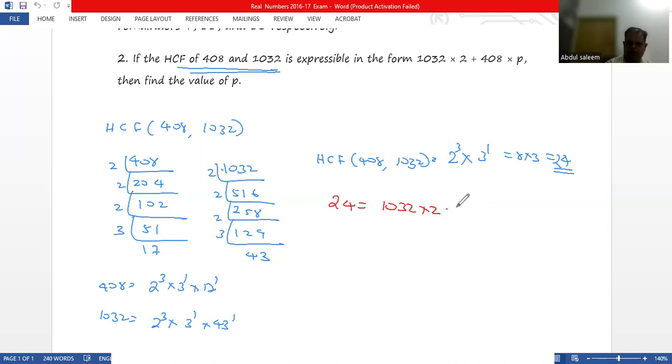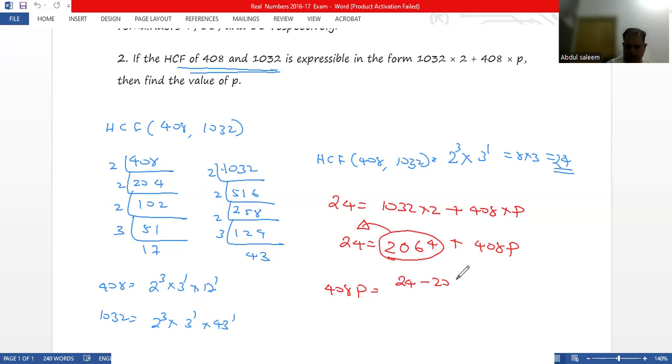132 into 2 plus 408 into P. So this number you can transfer. 24 equals 2 into 2 is 4, 2 into 3 is 6, 2 into 0 is 0, 2 into 1 is 2, so 264, plus 408P. So 408P equals, transferring this number to the left side, 24 minus 264, which is negative 240.